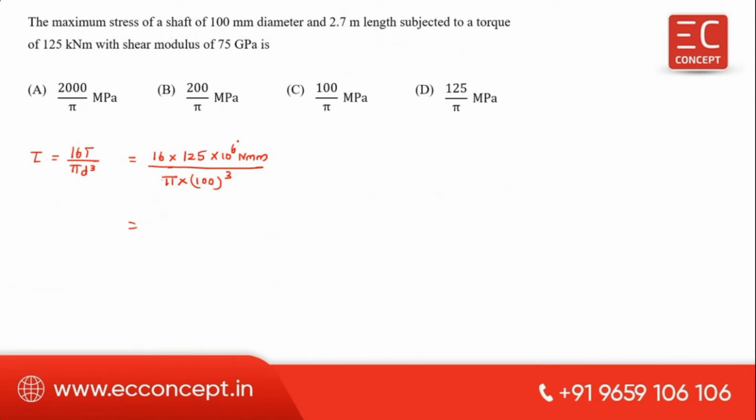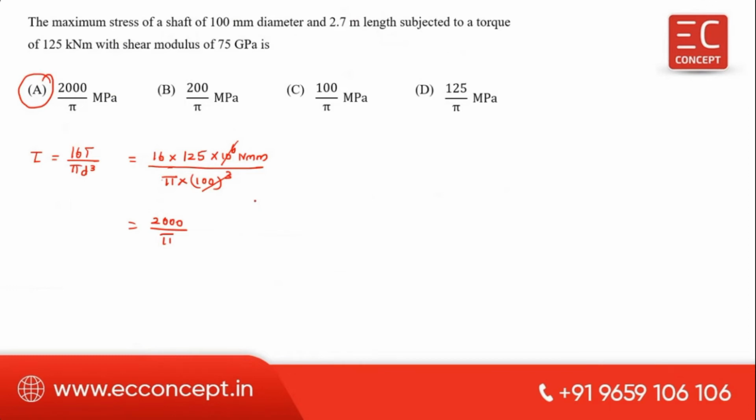So you can cancel out this and this. So what can be the answer? This is 16T divided by pi d cube. So the answer is 16 into 125, approximately you will get 2000, right? So answer for this question is 2000 divided by pi. Therefore we got the answer: 2000 divided by pi megapascal.